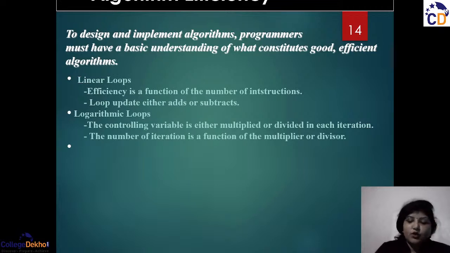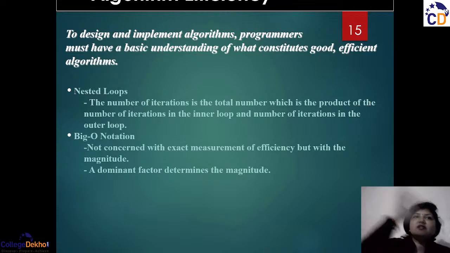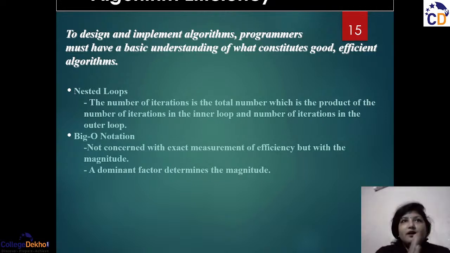Let us see more loops, which are nested loops. Now, what are nested loops? The total number of iterations is the product of the number of iterations in the inner loop and the number of iterations in the outer loop. You have for loops, and these are basically used in sorting algorithms. You have quick sort, merge sort, insertion sort, a number of algorithms through which you can implement nested loops. That is where we require nested loops.